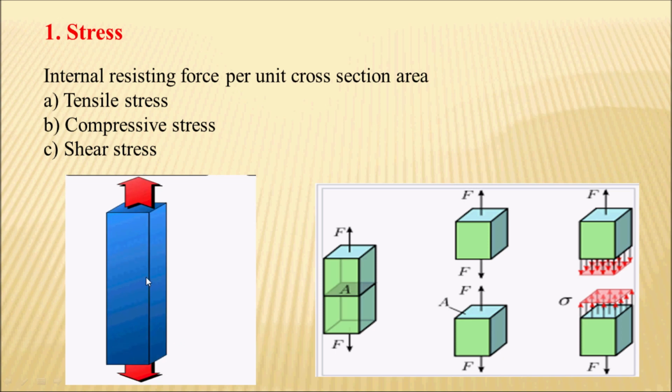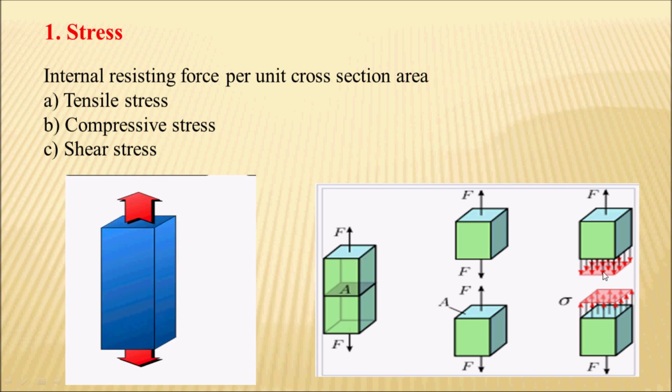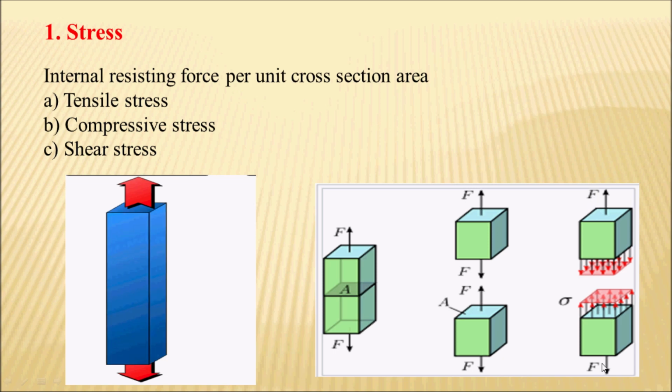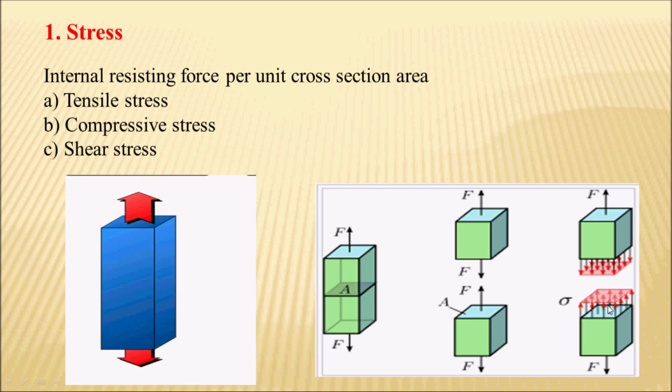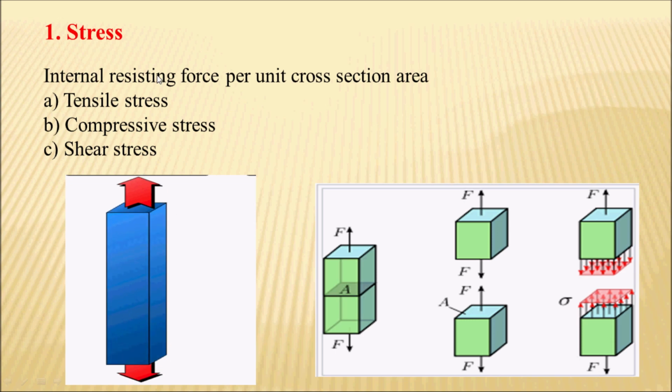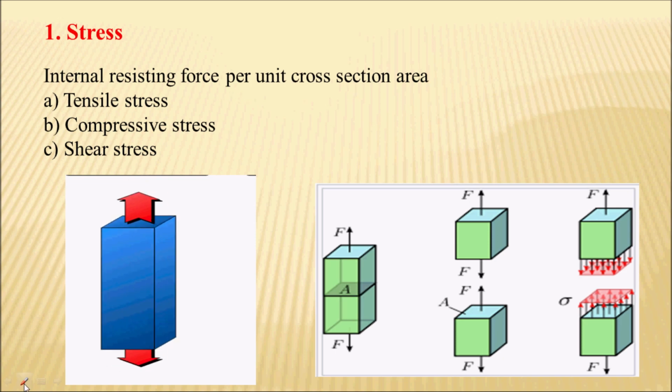Now this body will try to oppose this deformation, so some internal resisting forces are developed in the body that will try to offer resistance to the applied force. These internal resisting forces are equal but opposite in direction to the applied forces. So stress is nothing but the internal resisting force developed in a body per unit cross-sectional area.